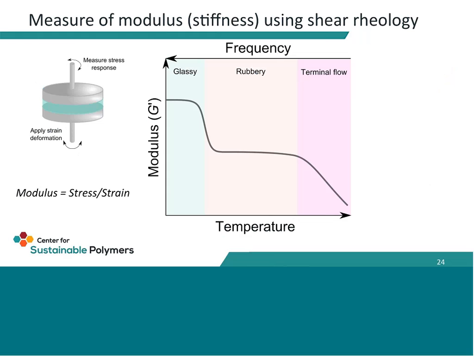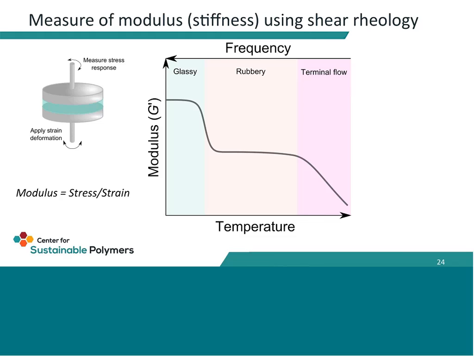So if we look at the modulus as a function of temperature or frequency, we can see that at low temperature or high frequency, we get a high modulus. This is the glassy regime, and you get solid-like behavior. At high temperature or very low frequency, the modulus slowly decreases, and so you get liquid-like behavior, or the terminal flow regime.